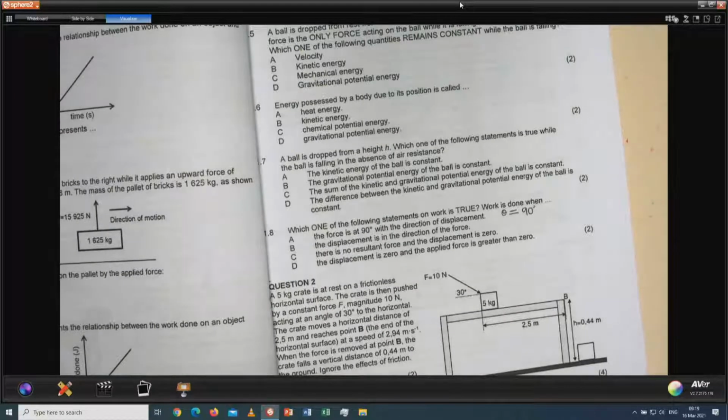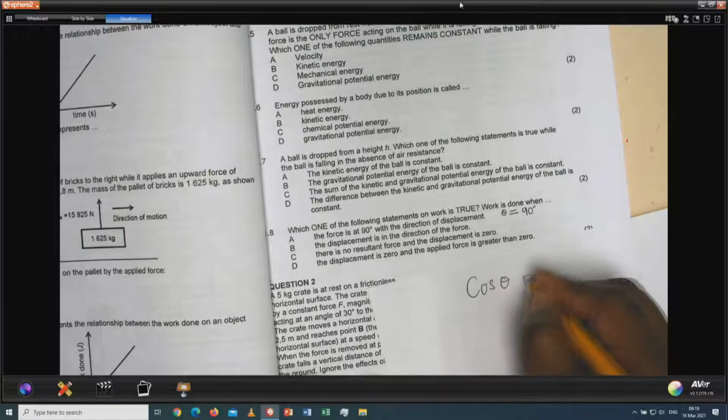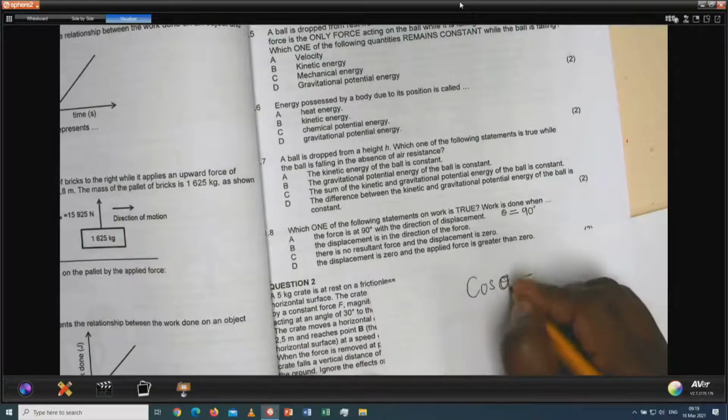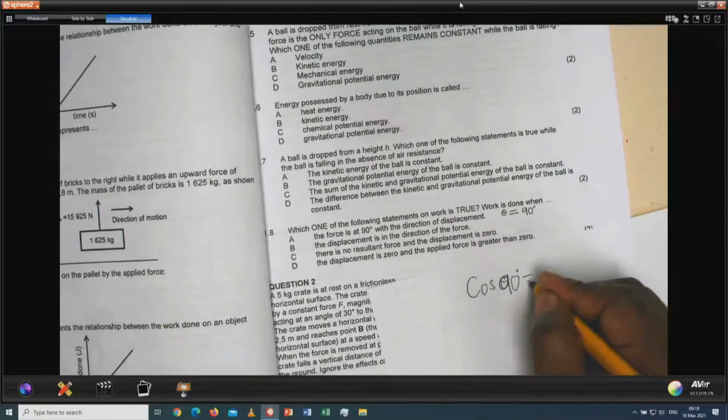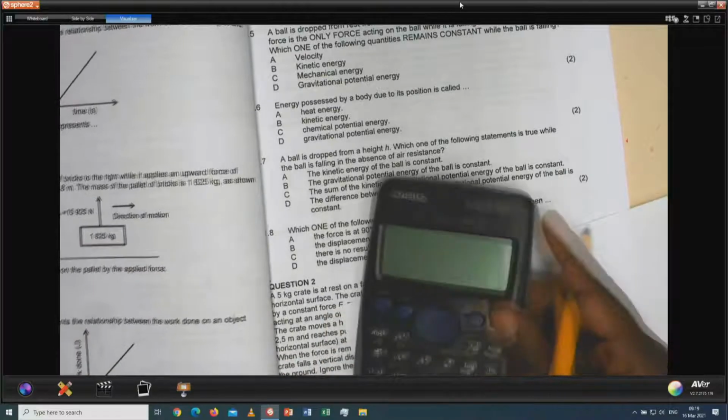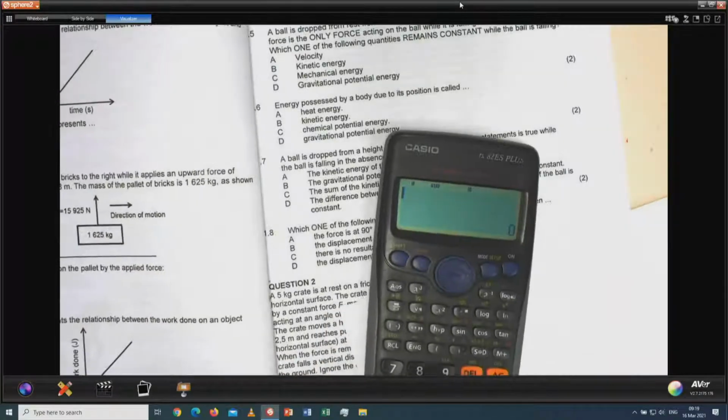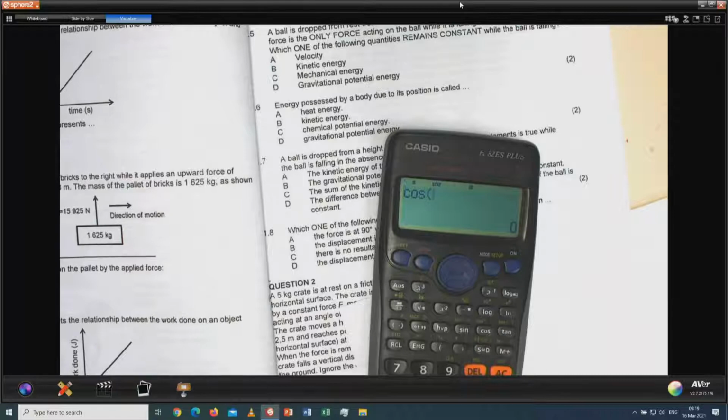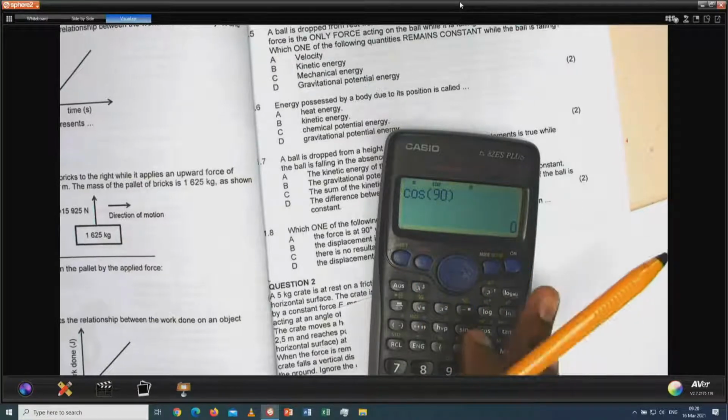And cos theta gives us 0. Cos 90 degrees is equal to 0. I think even if we can use our calculator, because I know some of us are not very familiar with the use of our calculator. So you can see cos 90 degrees gives us 0.